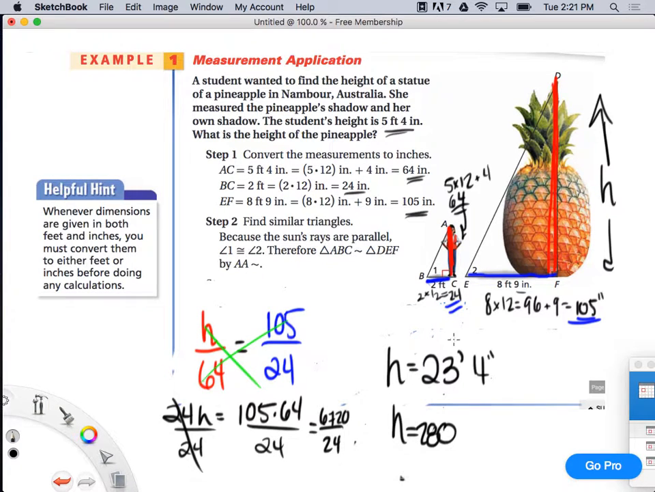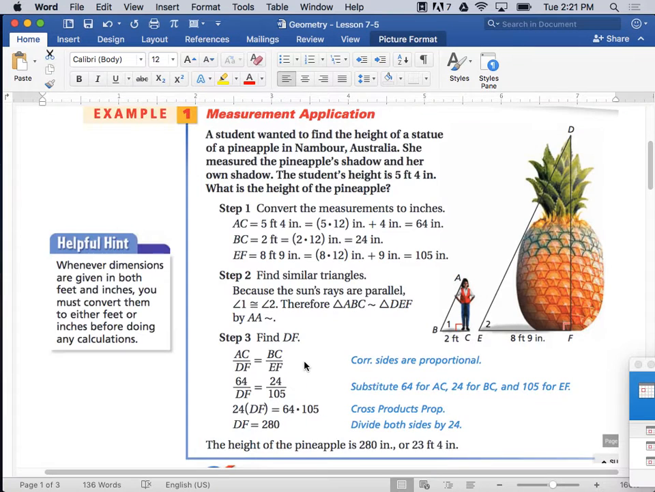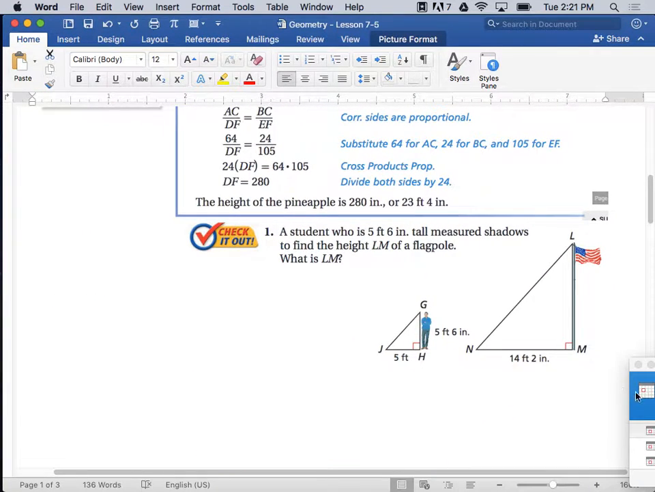Okay. What was the biggest thing here? It's not the converting from inches and feet. The biggest thing here is being able to set up the ratios correctly. Any questions on that? Okay. All right. Next is you guys have an example to do, so go ahead and do it.